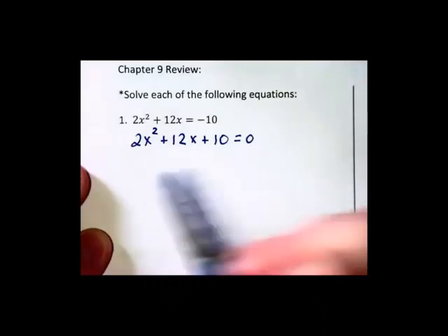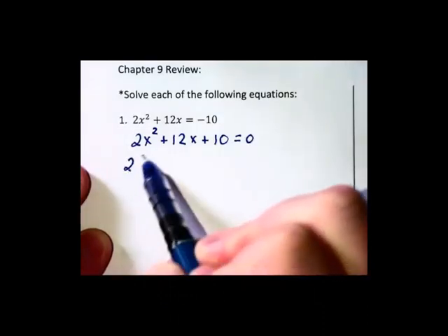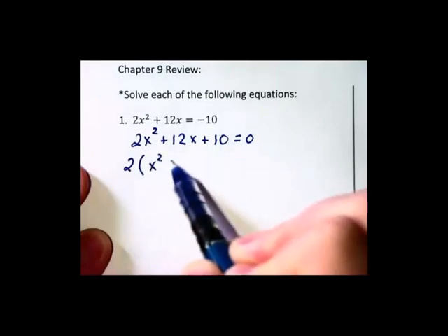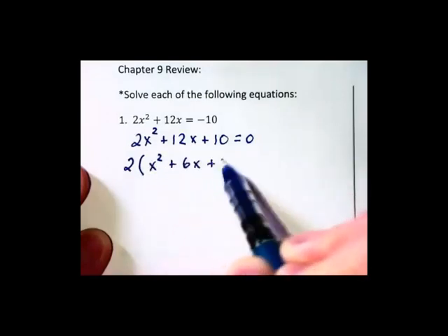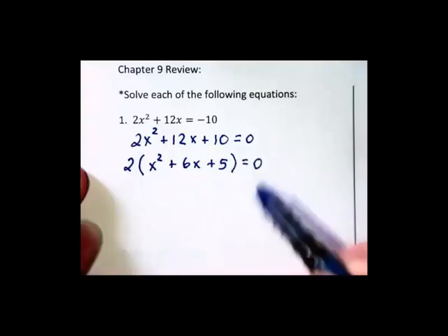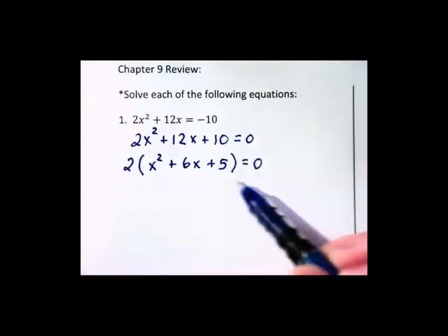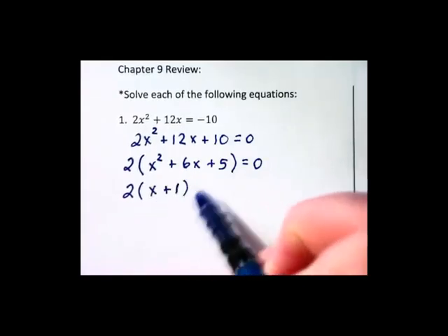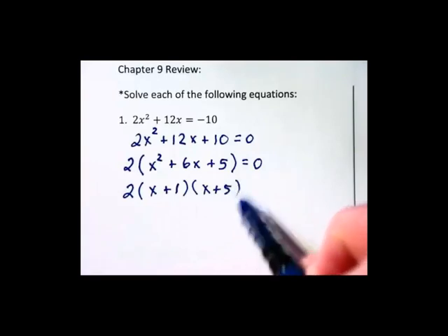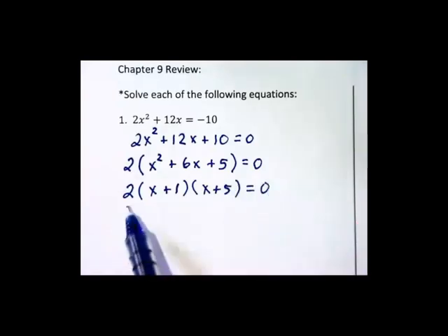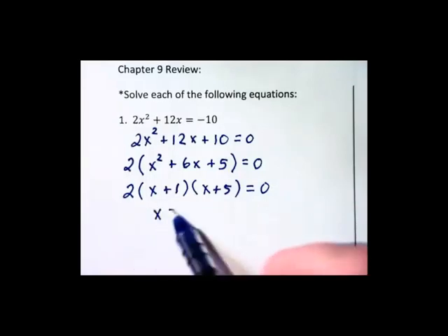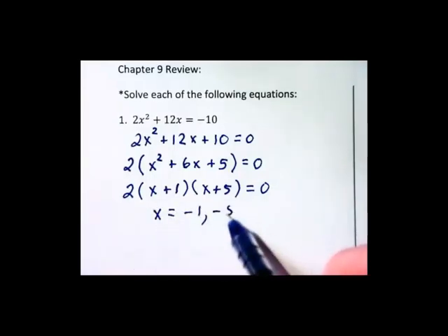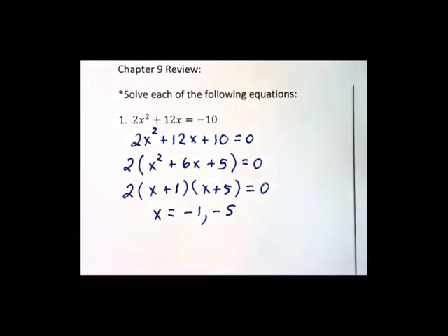Now, since all three terms are even, I'm going to factor a 2 out, leaving me x squared plus 6x plus 5 equals 0. And what's inside the parentheses is still factorable. So x plus 1 times x plus 5 equals 0. And then when there's a 2 out front by itself, we ignore it. And so we just have x equals -1 and x equals -5 as our two solutions to this quadratic equation.